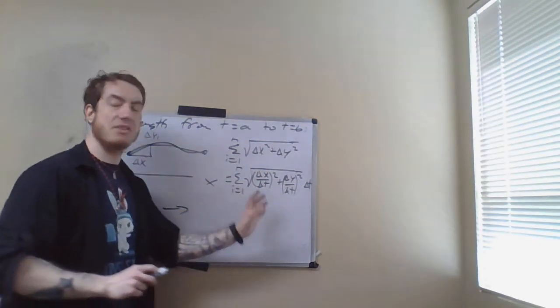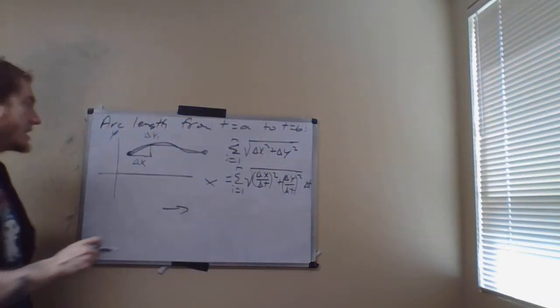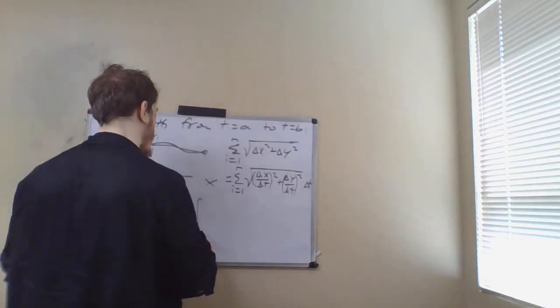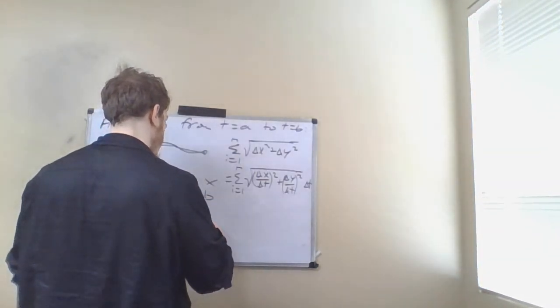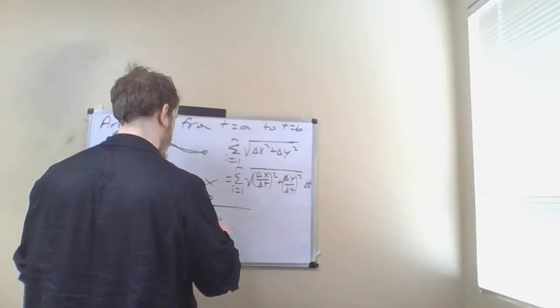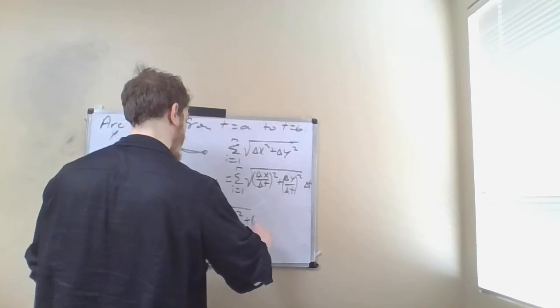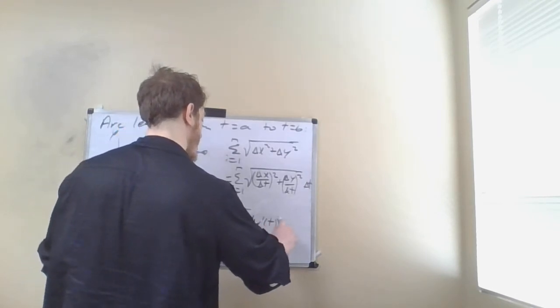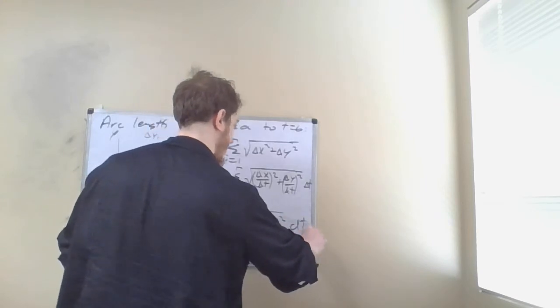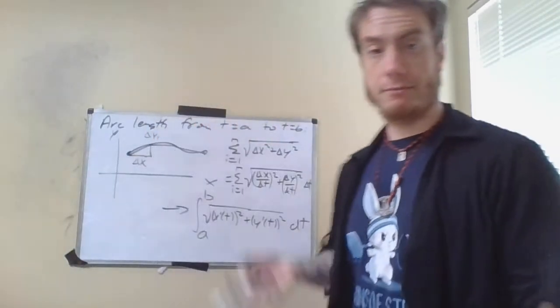As we take these Riemann sums up to infinity, this is going to become the integral from a to b of the square root of x prime of t squared plus y prime of t squared dt. And that's it.